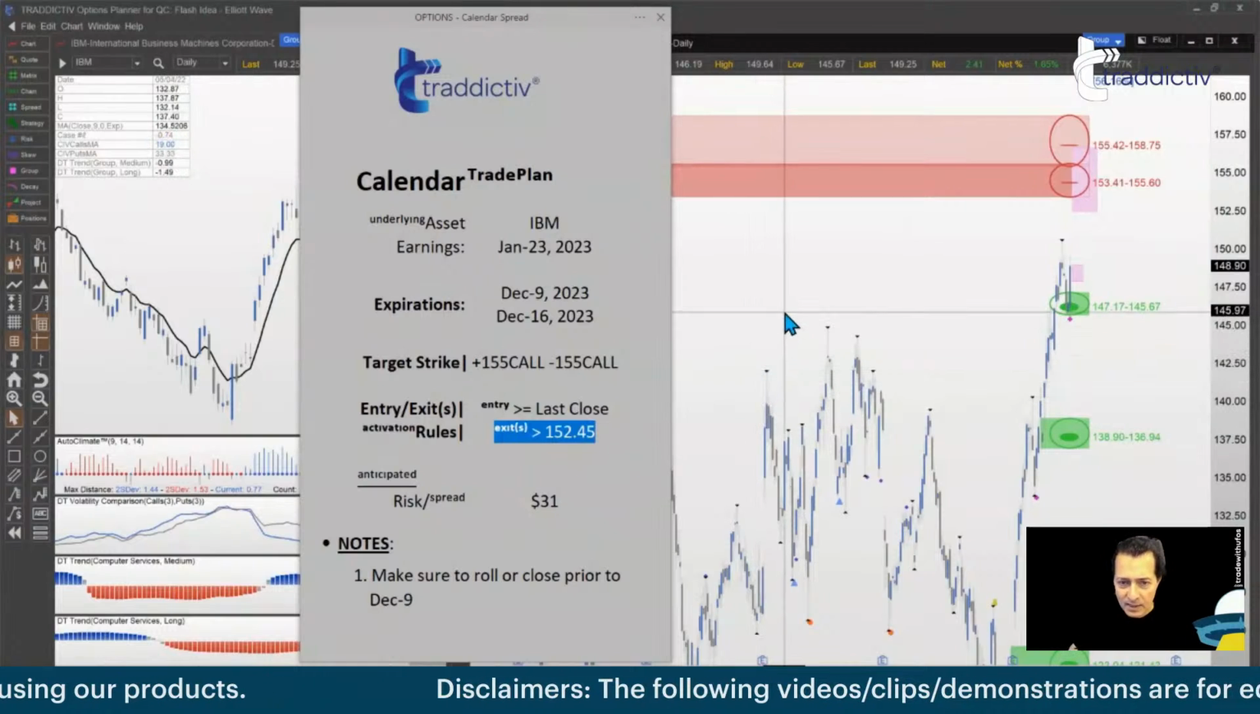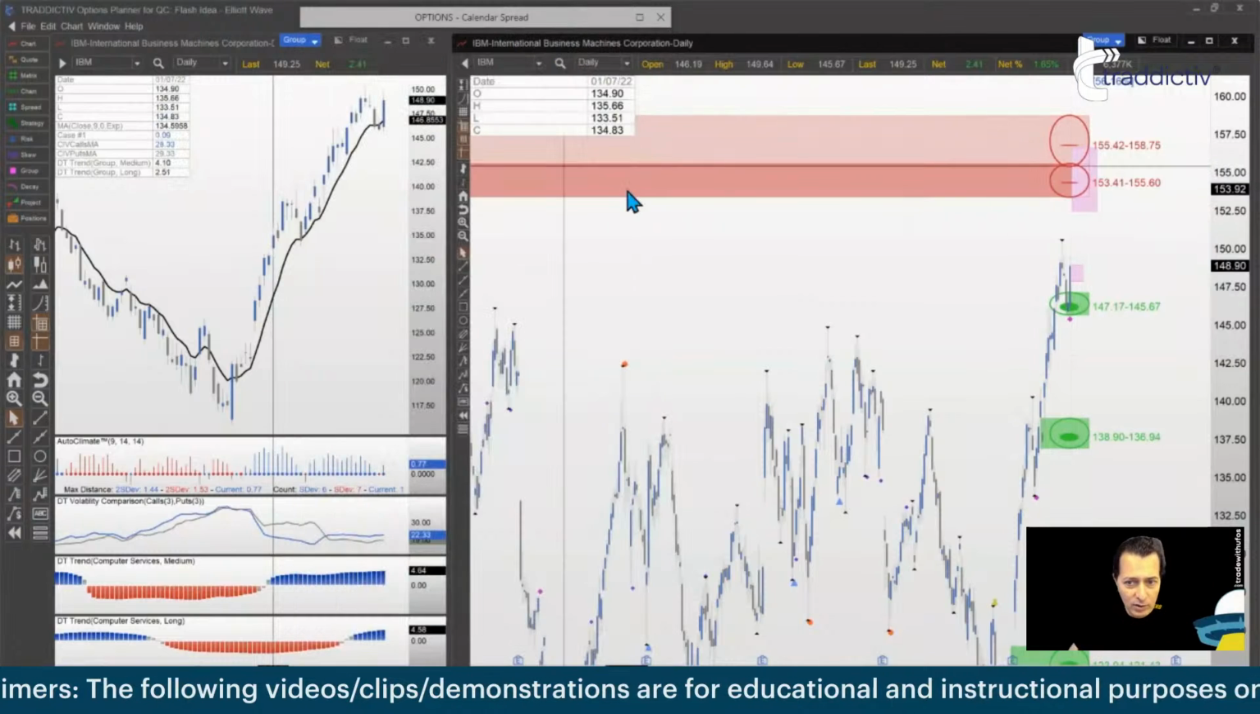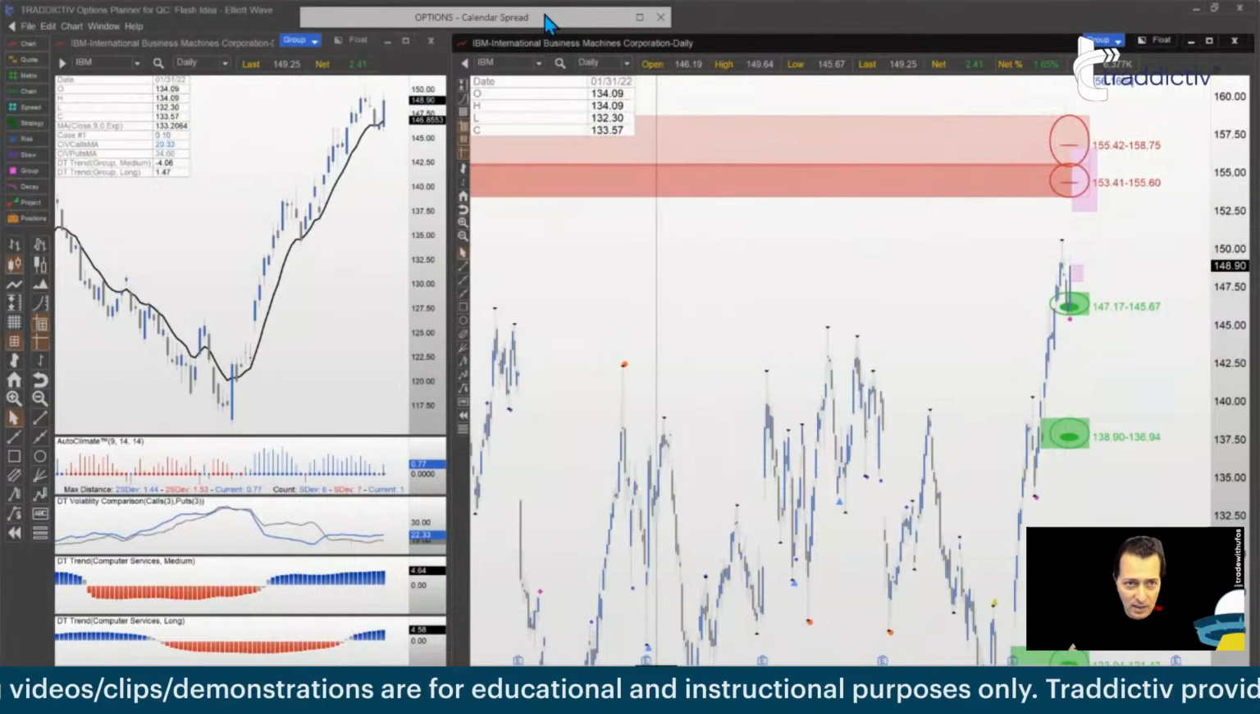152.45. Okay, so if we were to construct a trade of this sort, and by the way, let me rephrase the entry.